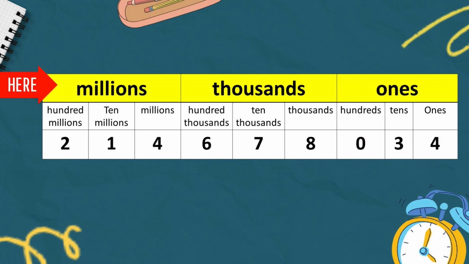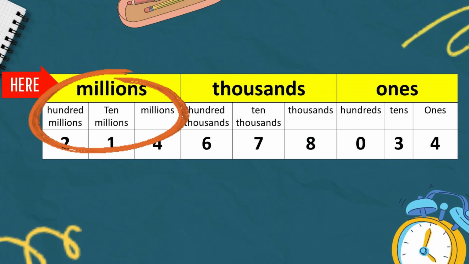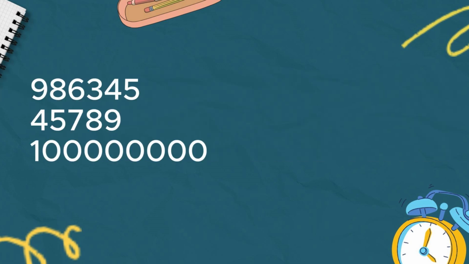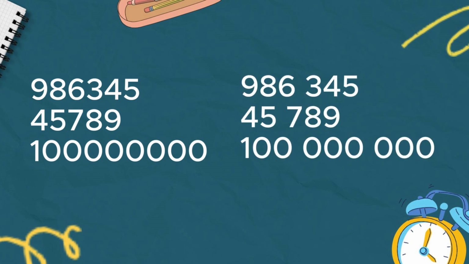This is the thousands period where we can see the place value, thousands, 10,000s, and 100,000s. And we have also the millions period wherein we can find here the place value, millions, 10 millions, and 100 millions. See this example. We can use comma or space to separate the numbers into groups of 3. So we will group them by 3 digits from right to left.